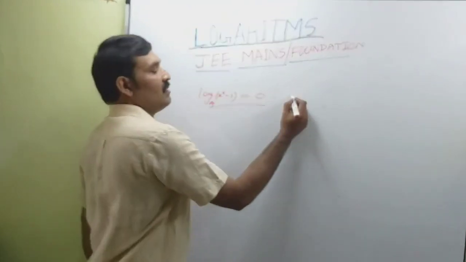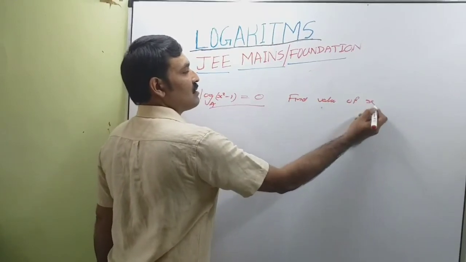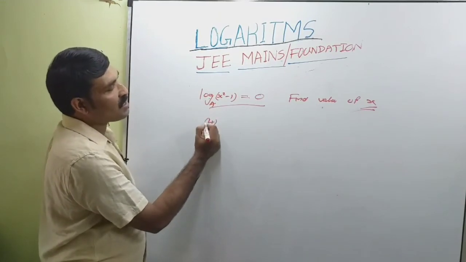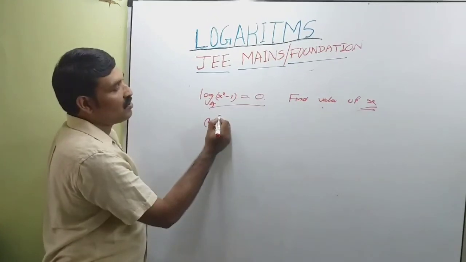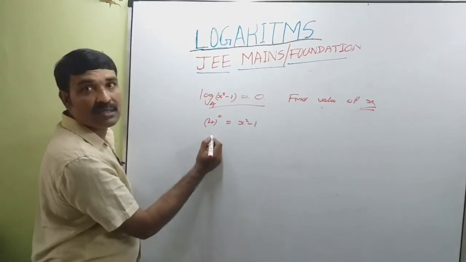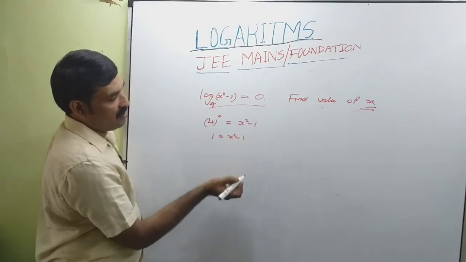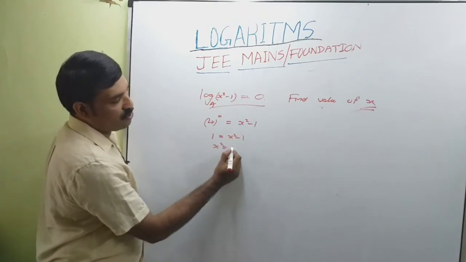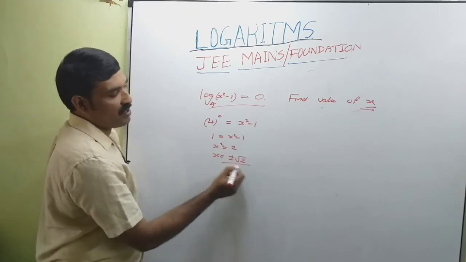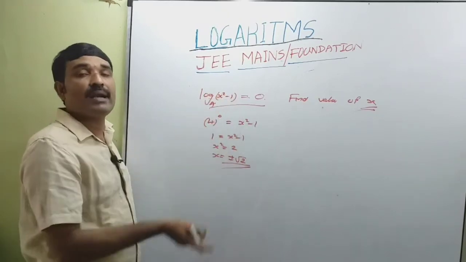Log of x square minus 1 to the base 4 is equal to 0 is given. Then find the value of x is the question. So we can write base raised to exponent: 4 raised to 0 is equal to x square minus 1. That means 4 raised to 0 is 1, so 1 is equal to x square minus 1, or x square is equal to 2, x is equal to plus or minus root 2. Both values will satisfy this equation since it is a square type.